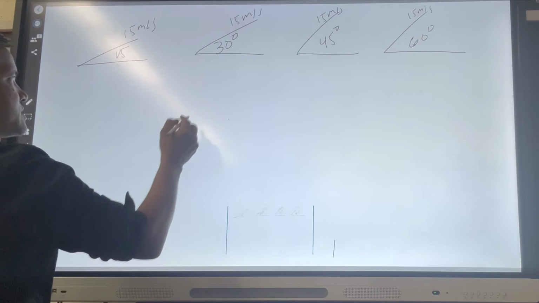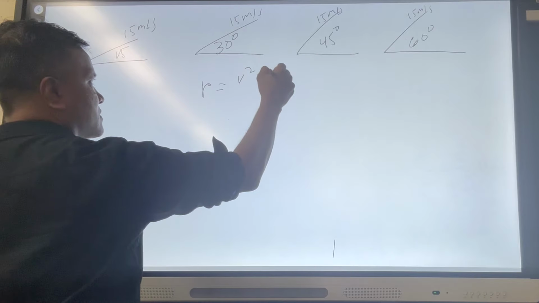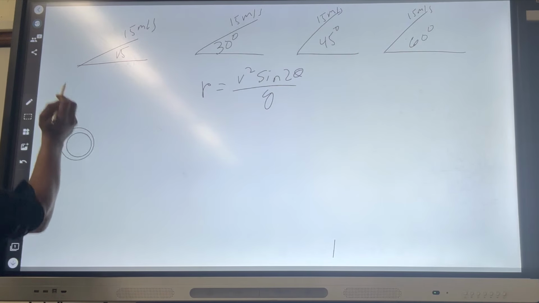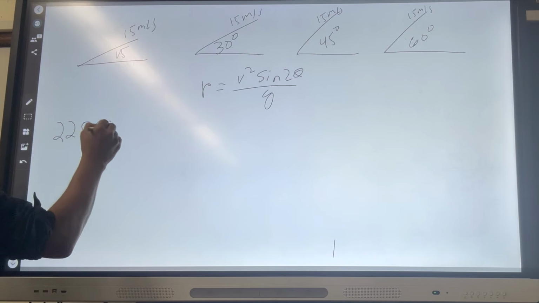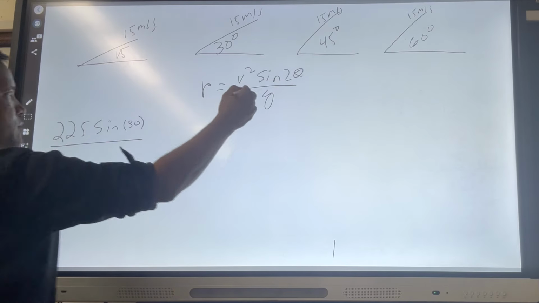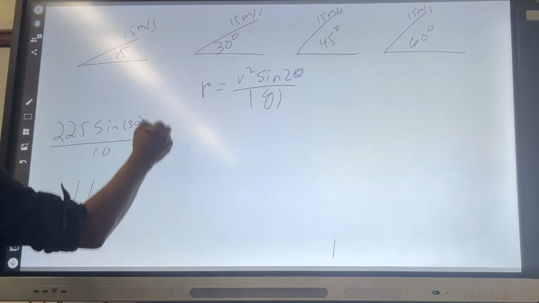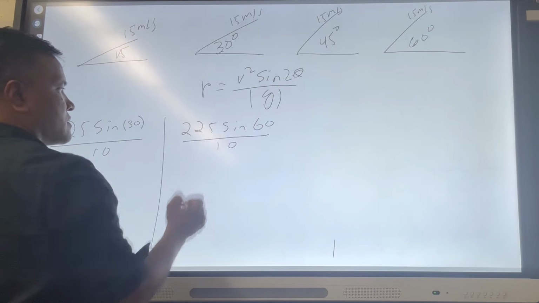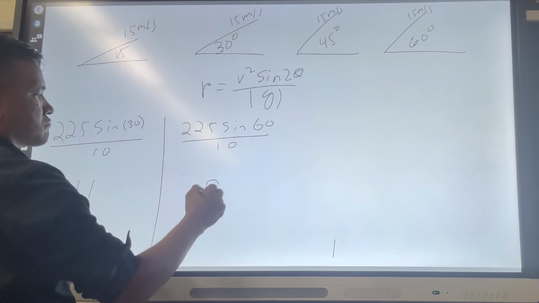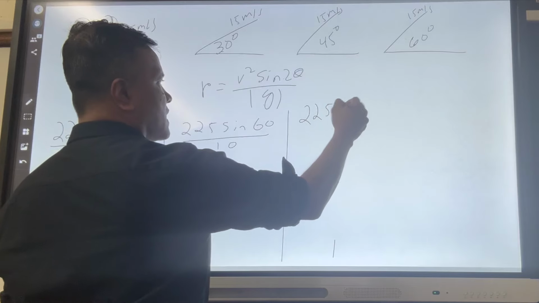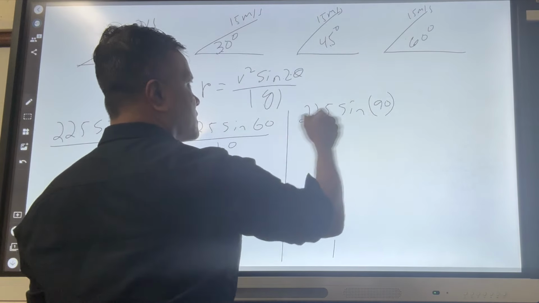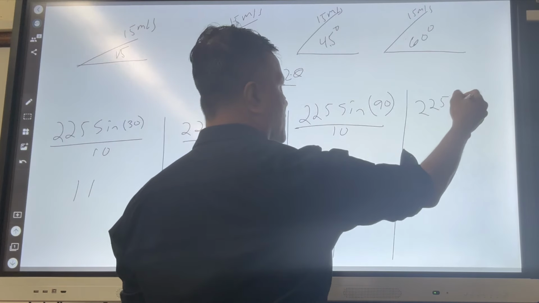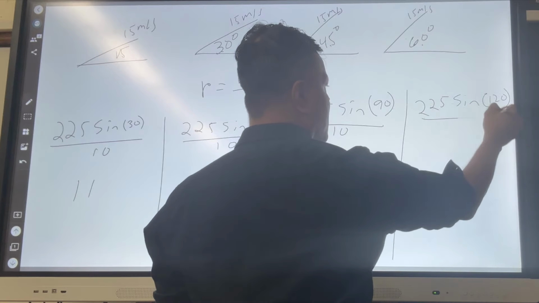Okay, good. Now, you're going to use this formula: v squared sine 2 theta over g. So if you do that, then 15 squared is 225, sine 2 times 15 is sine 30, divided by g, which is 10 in absolute value. So this is 11. Now 225 sine of 30 times 2, 60, over 10. So this is 20. 225 sine 45 times 2, 90, over 10. So this one is 23. This one is 225 sine 120 divided by 10. So this one is also 20.